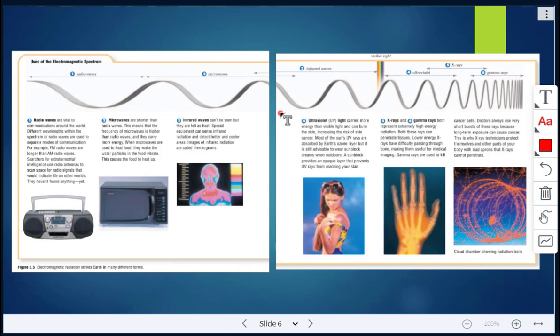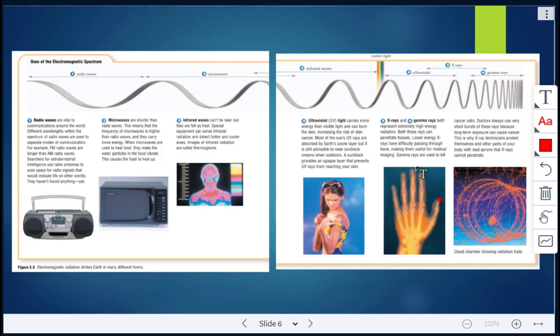Then we have UV light, ultraviolet light, so much more energy now than visible light. It can burn the skin, it can increase the risk of skin cancer. Most of the sun's UV rays, they do get absorbed by the Earth's ozone layer, but it is still recommended to wear sunblock, sunscreen, and so on when outdoors. It just provides a layer that'll prevent the UV rays from reaching your skin.